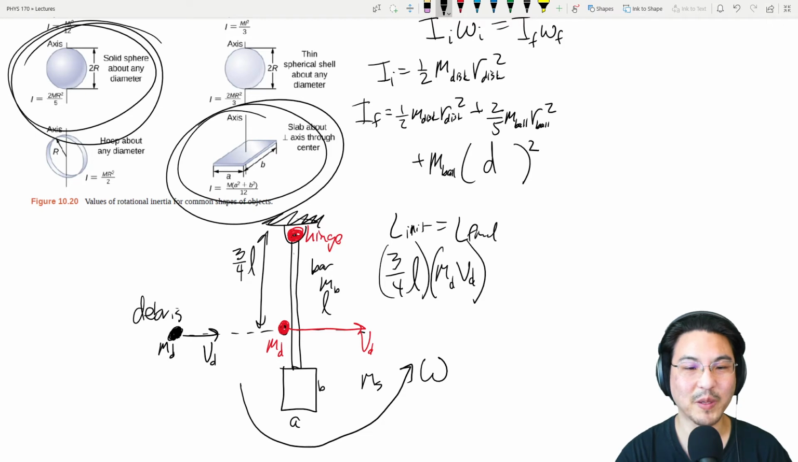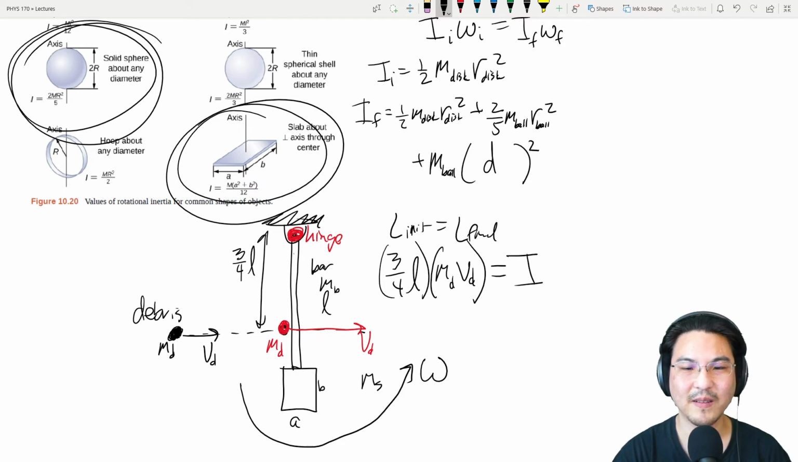Okay, so that's the angular momentum of the debris about the hinge. And then after the collision, we're still considering the hinge. So what's the angular momentum about the hinge? Now it's that pendulum, the wind turbine blade, with that debris stuck to it. Let's say it gets stuck.